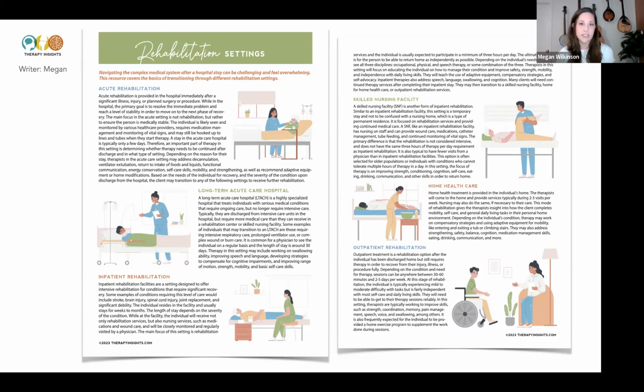So it details 6 different settings: acute rehab, long-term acute care, inpatient rehab, skilled nursing facility, home health, and outpatient. And then under each setting, it details the design of that setting, like what their ultimate goal is, why you are there, and why it's different from the other ones. So when you're in acute care, you are there to immediately resolve the severe illness, injury, or have a surgery or a procedure, right? You're there to just resolve that problem to the best of its ability. And then once you move on to being more stable, then you might go down these other avenues.